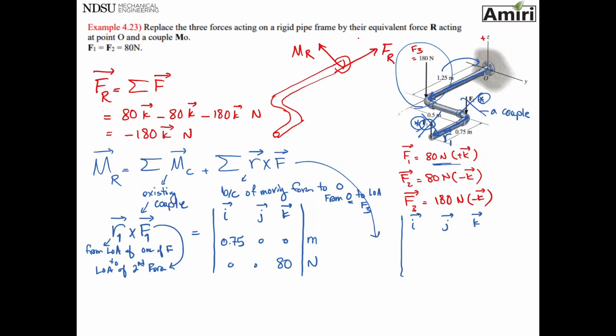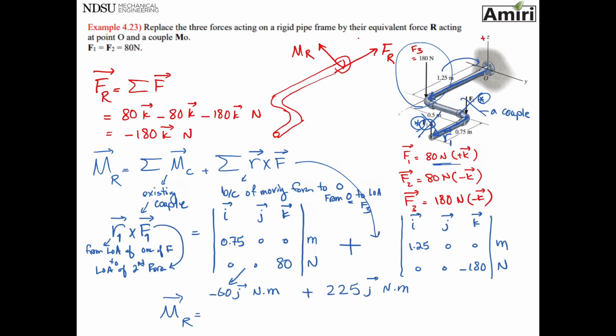So this one, it's i, j, and k. The second row is going to be R, which starts from O, goes to the line of action of F, which I'm moving: 1.25 meters, 0 and 0 units of meters. And my F3, which I already have, it's 0, 0 and minus 180 Newton. So these two are going to be added together, and the first one is going to result in minus 60j Newton meters. The second one is going to result in 225j Newton meters. So my MR is going to be plus 165j Newton meters.